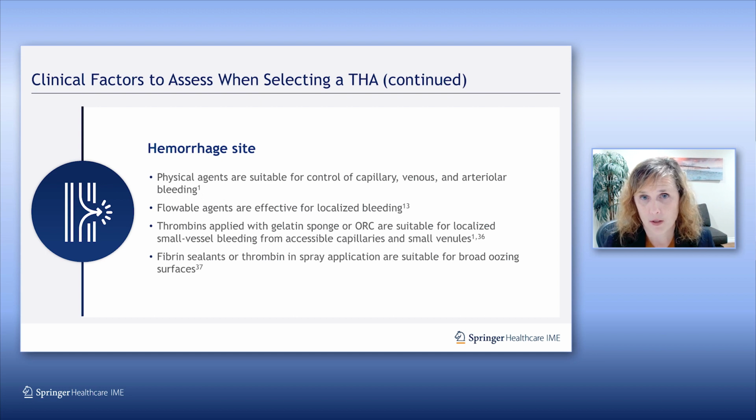Another factor to consider when selecting a THA is the hemorrhage site. Physical agents are useful for control of capillary, venous, and arteriolar bleeding. Flowable agents are particularly effective for localized bleeding. Thrombins can be applied, as Dr. Ito described, with gelatin sponge or with oxidized regenerated cellulose, and they're suitable also for localized small vessel bleeding from capillaries and venules. Fibrin sealants or thrombin in spray application are suitable for broad surfaces that are oozing throughout.